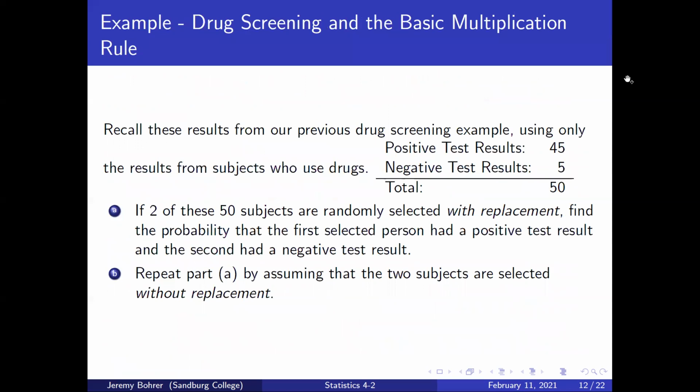For example, drug screening and the basic multiplication rule. Recall these results from our previous drug screening example, using only the results from subjects who use drugs. Positive test results, 45, negative test results, 5, total 50. If two of these 50 subjects are randomly selected with replacement, find the probability that the first selected person had a positive test result and the second had a negative test result. Then repeat part A by assuming that the two subjects are selected without replacement.